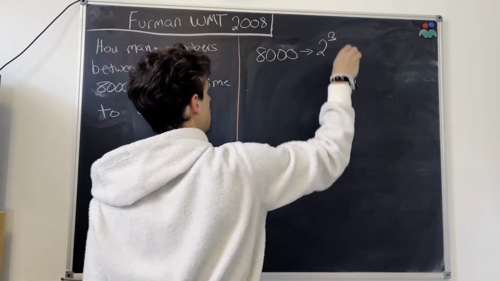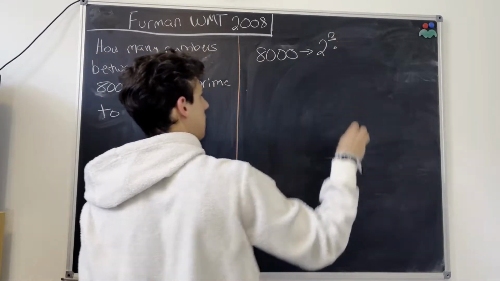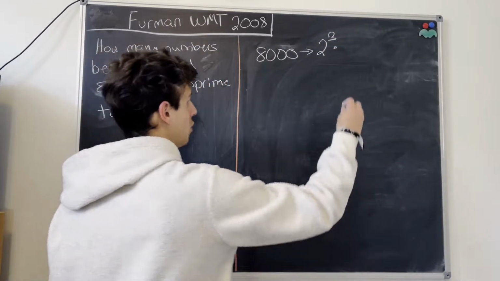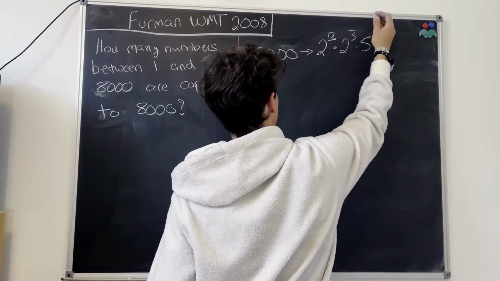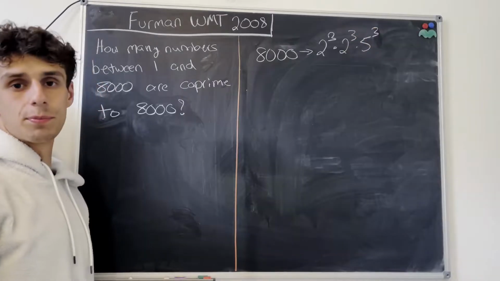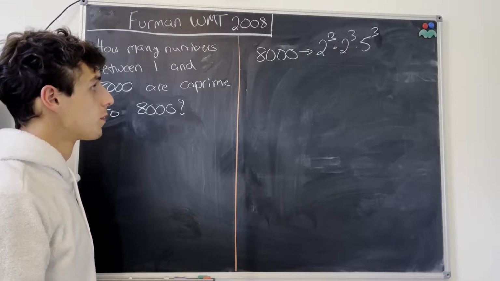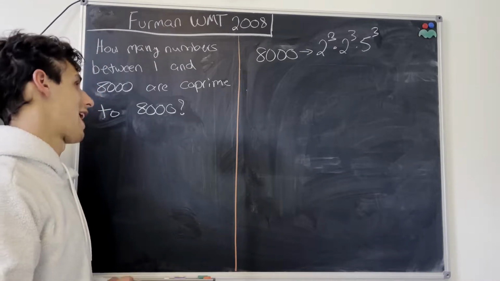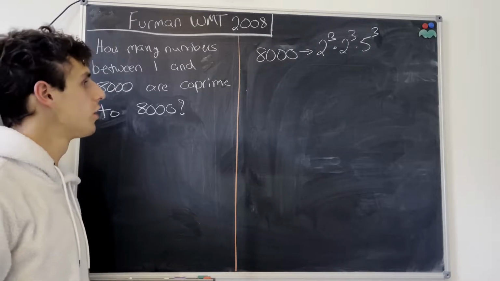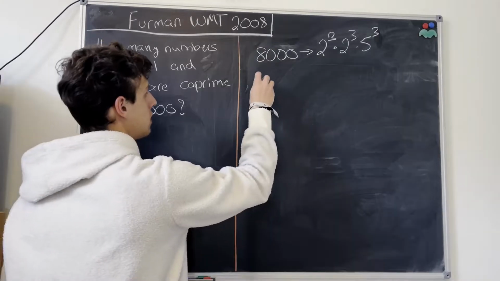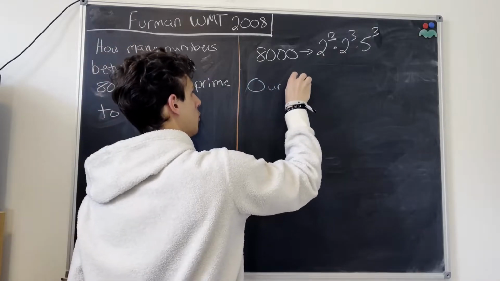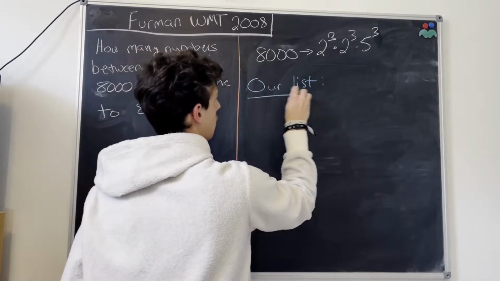That's going to be 2 cubed, that gives us 8, times 1,000, which is 10 cubed, but 10 cubed can be split up into 2 cubed and 5 cubed. So that's our prime factorization for 8,000, which means that the list that we're going to have at the end is going to exclude all the numbers that have a factor of 2 or a factor of 5. So let's start writing down some examples of numbers that would be in our list.